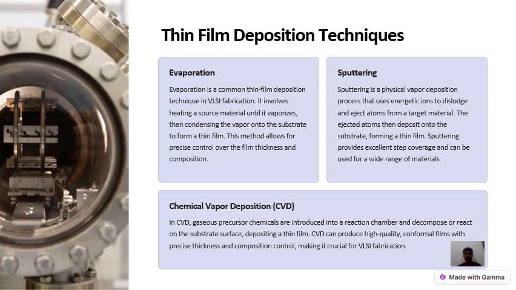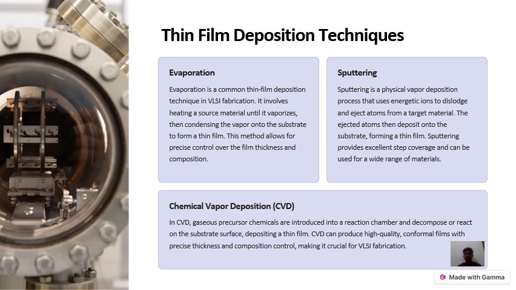Thin film deposition techniques. Evaporation. Evaporation is a common thin film deposition technique in VLSI fabrication. It involves heating a source material until it vaporizes, then condensing the vapor onto the substrate to form a thin film. This method allows for precise control over the film thickness and composition.